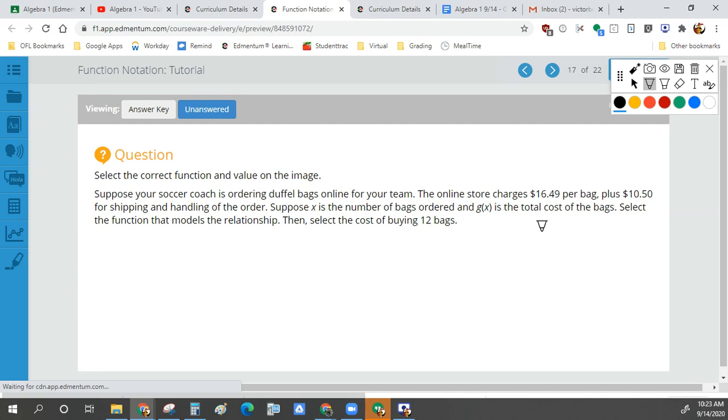So I'm not sure what it's supposed to be. So suppose a duffel bag. They're ordering duffel bags for a team. So this is how much it costs per bag. So we're going to take this number and multiply it by the number of duffel bags. I'm just going to call it B for bag. And then they also have to pay shipping. The shipping doesn't change. They always just pay this much shipping. So I'm going to call this F of, they want to call it X. So I'm going to erase my B and call it an X instead.